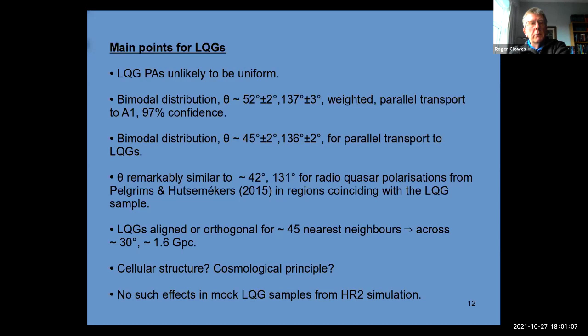Now, earlier I mentioned Gabriel Marinello's results that showed that the huge LQG could happen in standard cosmology if you increase the survey area by about a factor of five. But we looked at his simulations again, well, they're actually the Horizon 1, 2 simulations, and there are no such alignment effects in the simulated large quasar groups. So whatever was built into that cosmology, although it can reproduce large quasar groups, it does not appear to reproduce these alignment effects.